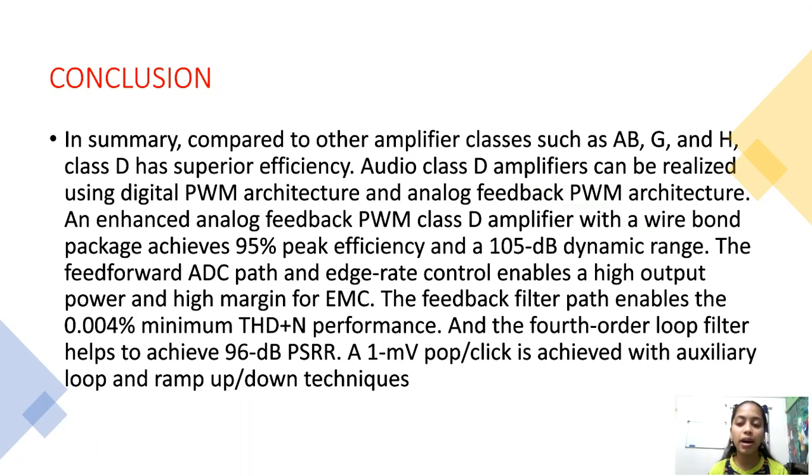The feedback filtered path enables 0.004% minimum THD and THD plus N performance, and the fourth order loop filter helps to achieve 96 decibel PSRR. A 1 mV pop click is achieved with the auxiliary loop and ramp up and down techniques.